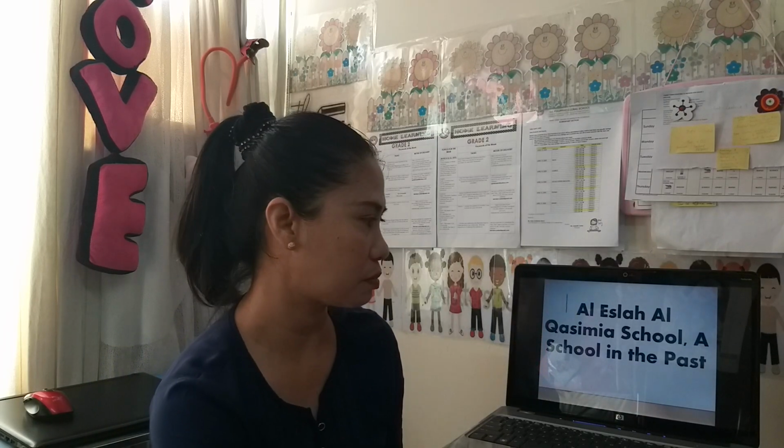Let's have the Al Esla Al Qasimiya, a school in the past. As I've said earlier, these three subtopics will help you compare the schools in the past, present, and in the future. So, Al Esla Al Qasimiya School, a school in the past. This will show you the settings of education or schooling in the past. One example is the Al Esla Al Qasimiya School.